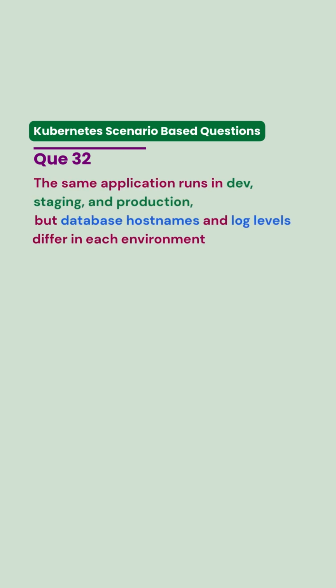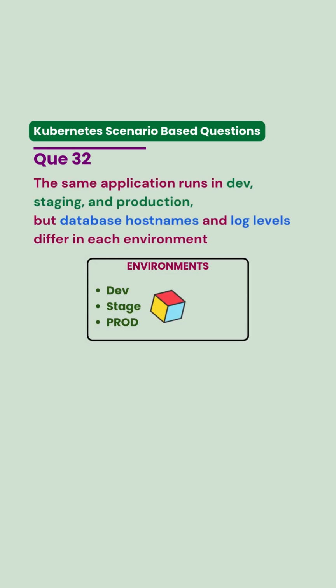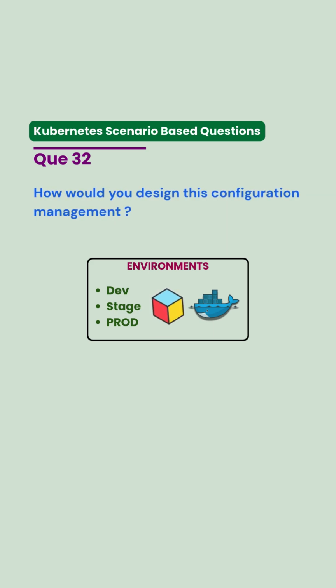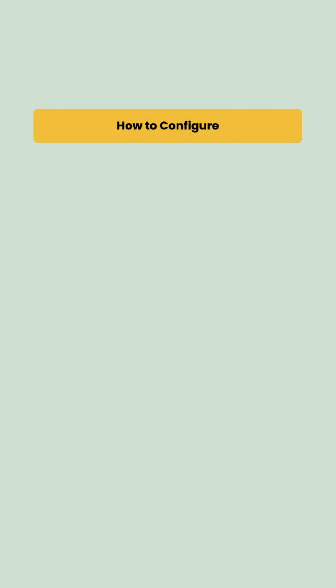In your DevOps interview, you are asked: the same application runs in dev, stage, and prod, but the database hostname and log levels differ in each environment. And you also want to reuse the same container image across all environments. How would you design this configuration management? Okay, so here is how you can answer it.